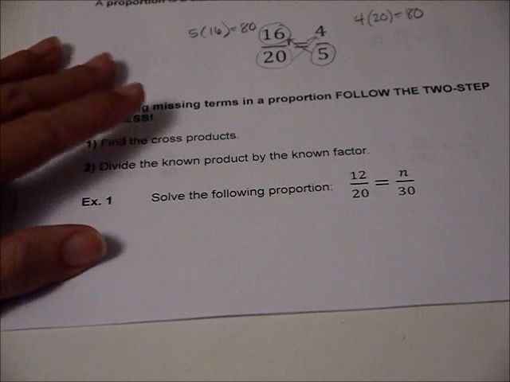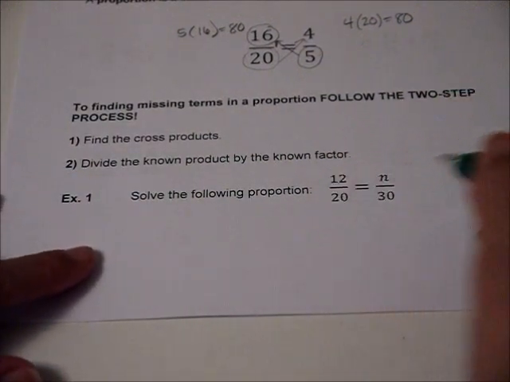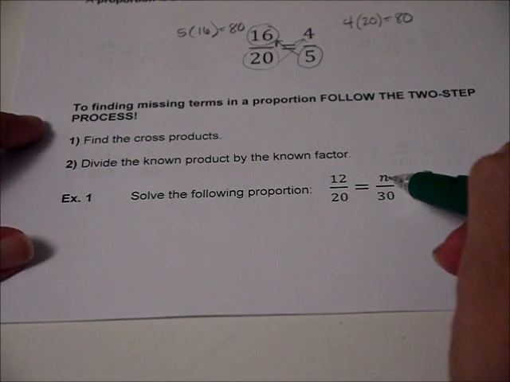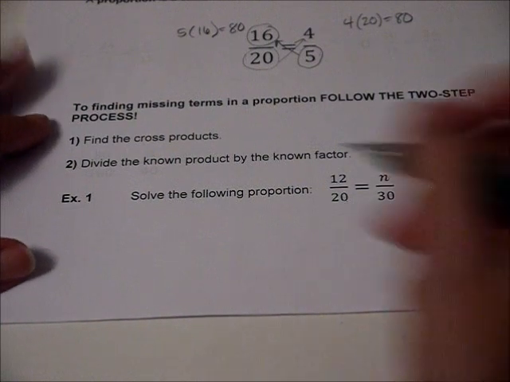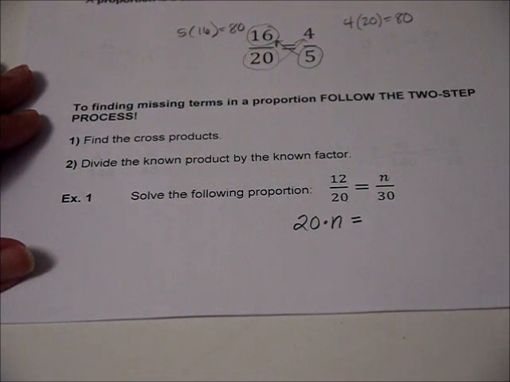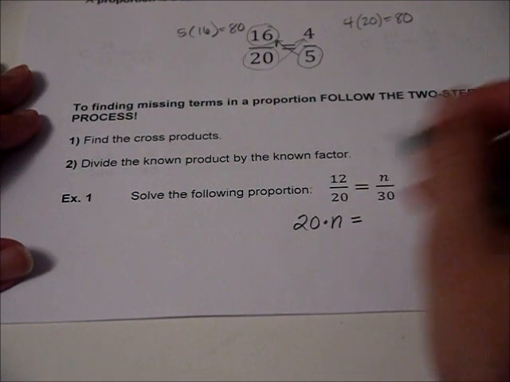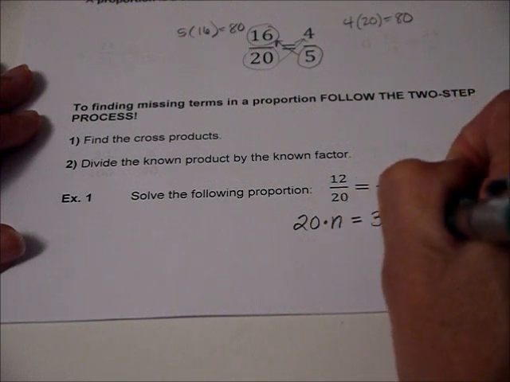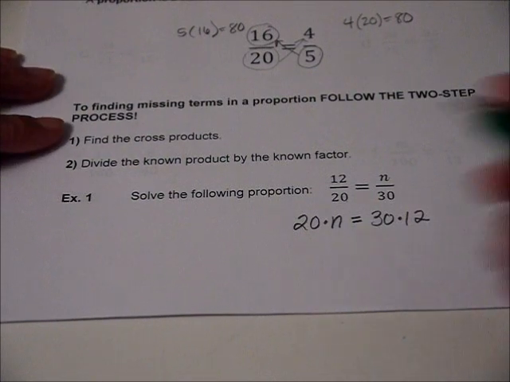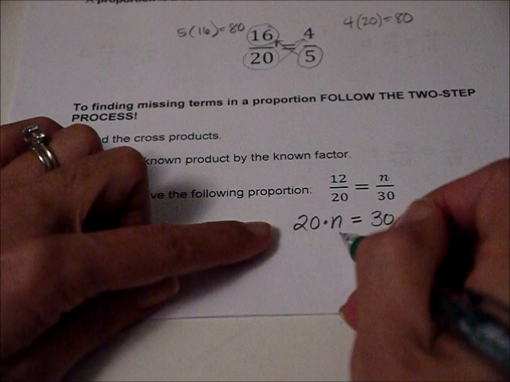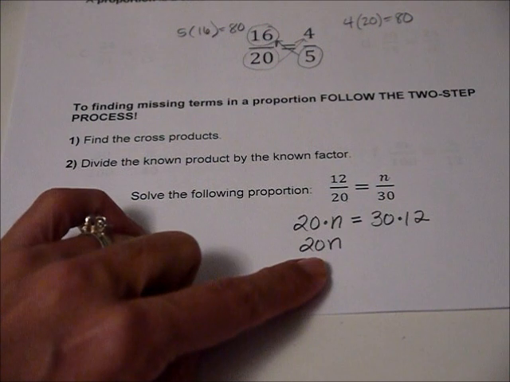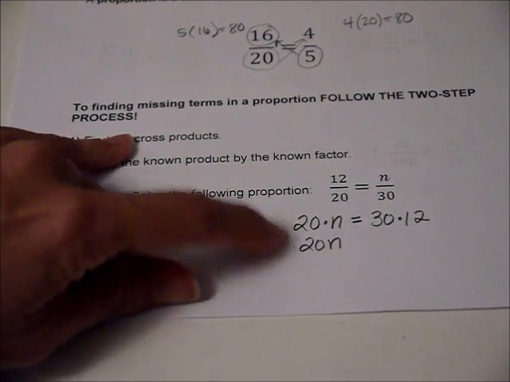In fact, let's look at example 1. Solve the following proportion. First, find the cross product. That would be 20 times n equals 30 times 12. So we say 20 times n equals, and we could either say 12 times 30 or 30 times 12. It's the same. So we did step 1, find the cross products. We haven't simplified it though. When we say 20 times n, we can also just write 20n. That means multiplication, remember?